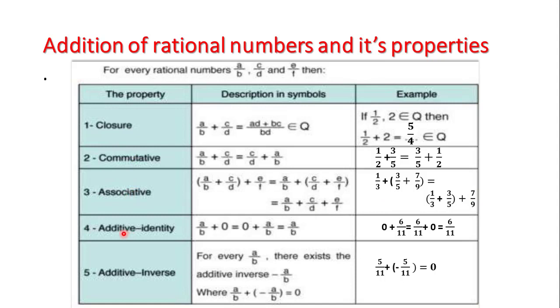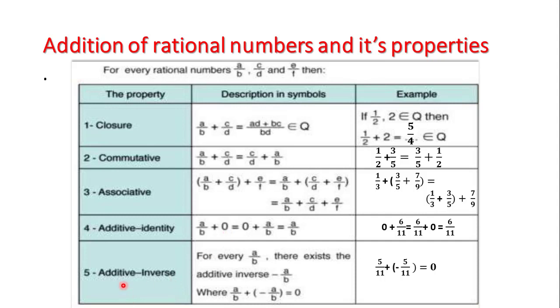As in natural numbers and integers, the additive identity here is 0. What do you mean by additive identity? Additive identity means a number that, if you add it to any number, the result will be the same number. It doesn't change. So for example, a over b plus 0 will be a over b, and also 0 plus a over b will be a over b. So the additive identity here is 0.